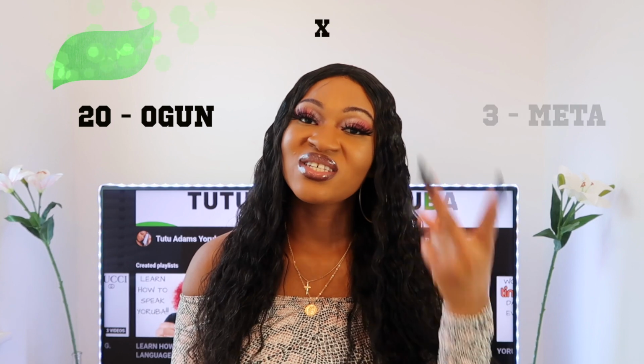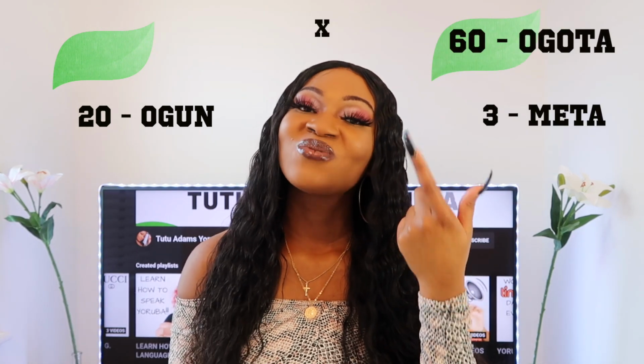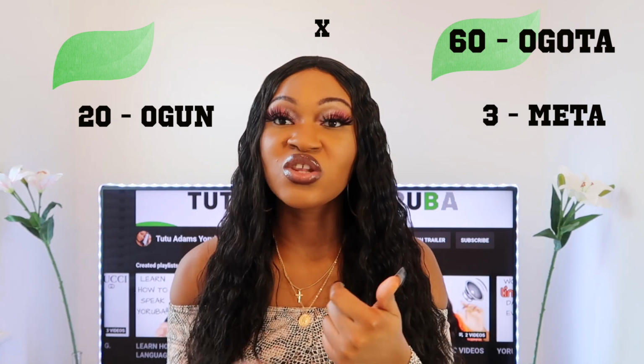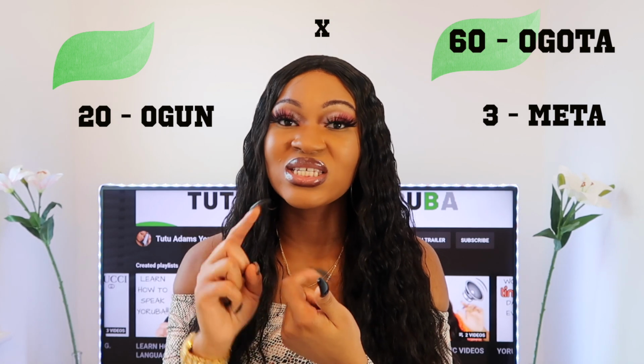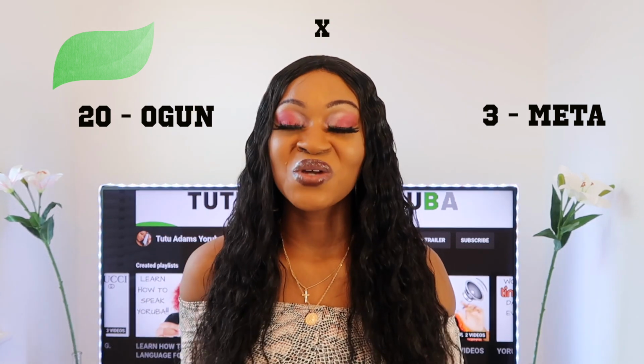Fun fact, ogota is referring to 3 times 20, by the way. So ogun meta. So 20, 40, 60. Remember, 40 is ogun meji. 60 is ogun meta. It's interesting how Yoruba language works. So the word ogota is basically 20 times 3. I'll put it on the screen so you know what I'm talking about.